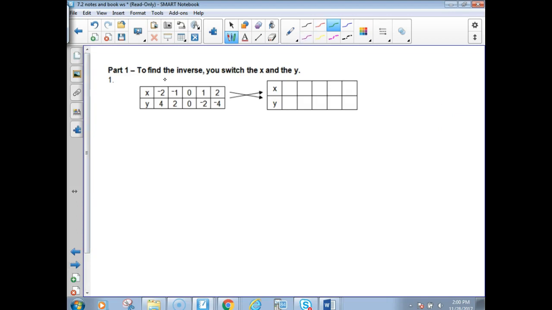This particular set of points here is simply a relation. You would not connect the points. Okay, these are just points. To find the inverse of a set of points, you simply switch x and y, which is what those arrows are indicating. So the x's become the set of y values, so they'd be 4, 2, 0, negative 2, and negative 4. And the y values of the original function become the x values of the inverse: negative 2, negative 1, 0, 1, and 2. So you just switch x and y.